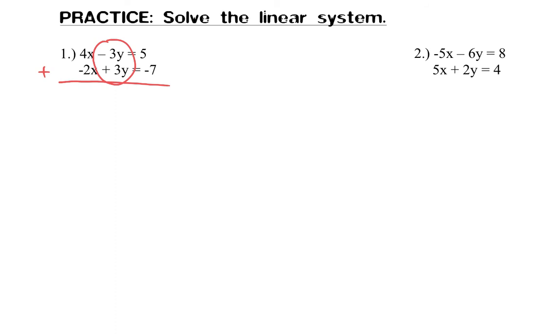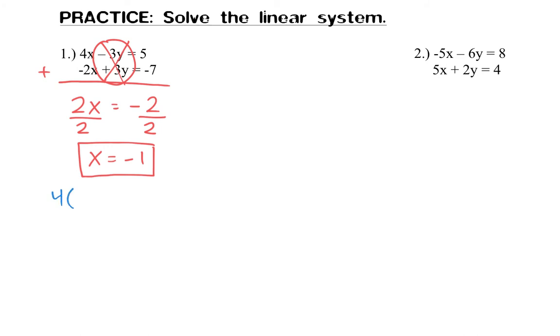So 4x plus negative 2x is positive 2x, and then negative 3y plus 3y eliminates, which again, that was my goal. And then 5 plus negative 7 is negative 2. And so I've eliminated the y, so I can quickly figure out what x is, and x is negative 1. Then I'm going to plug that into either equation. So I'll plug it into the first one. 4 times negative 1 minus 3y equals 5.